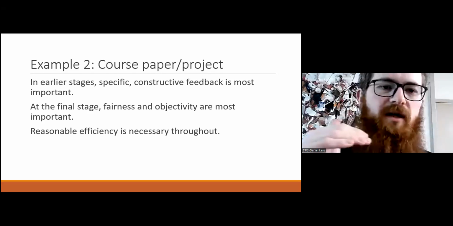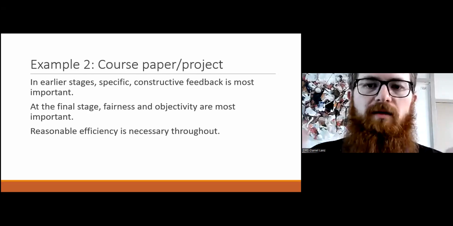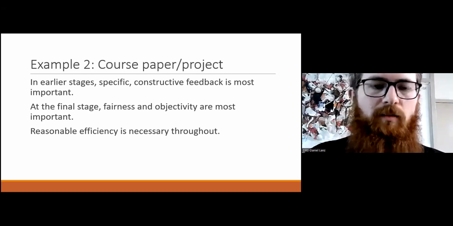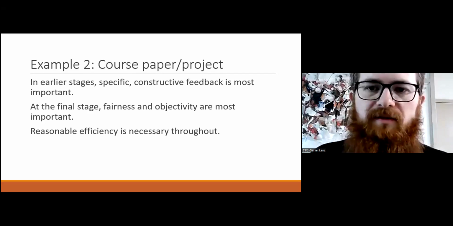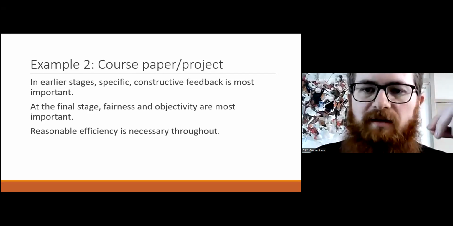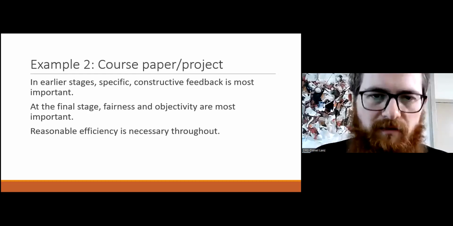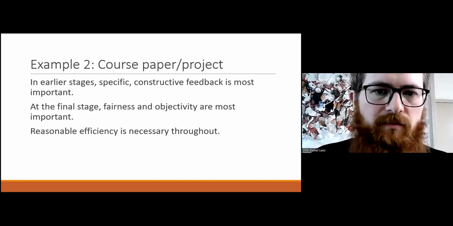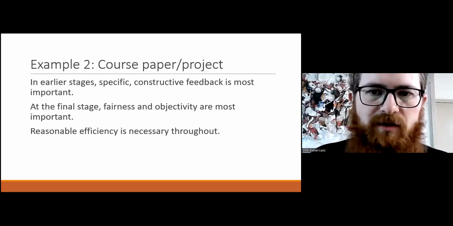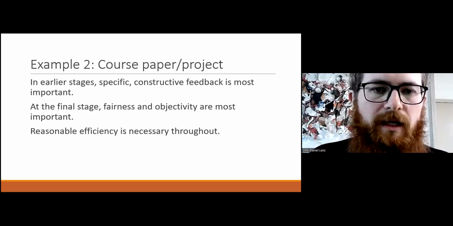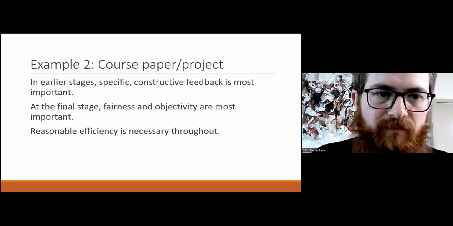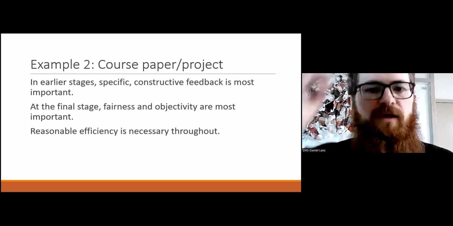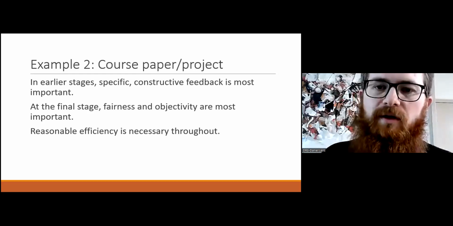During the semester, while students are still working on things and improving their work, specific constructive feedback is hopefully the most important, because those are the things that will help them to fix mistakes, to improve perhaps their approach to how they structure a paper, to encourage them to think more critically. Whereas at the final stage, fairness and objectivity are most important, right?